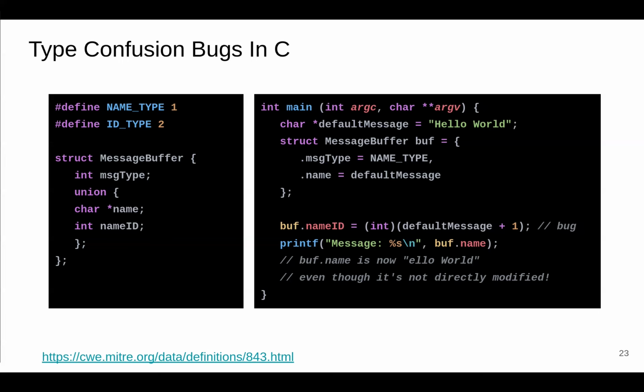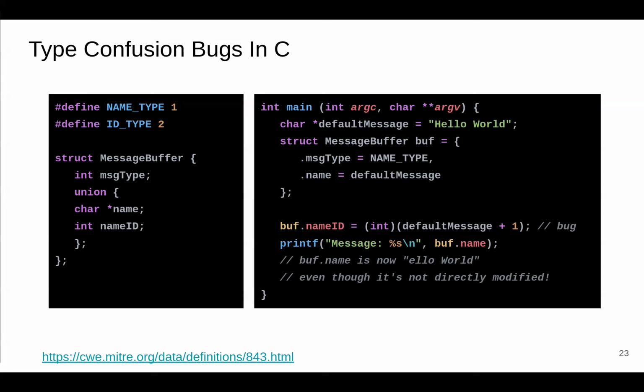Now, later on, printf message would print ello world, because we skipped the h and just created an arbitrary pointer somewhere into the middle of this string. Now, buff.name is now different, even though it's not directly modified, resulting in the underlying bug. So the attacker could create an arbitrary pointer somewhere into the address space and then abuse it later in an exploit. There's no type check, right?